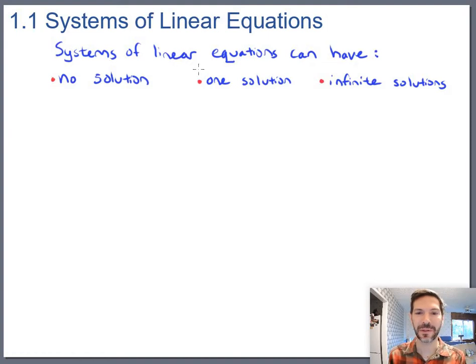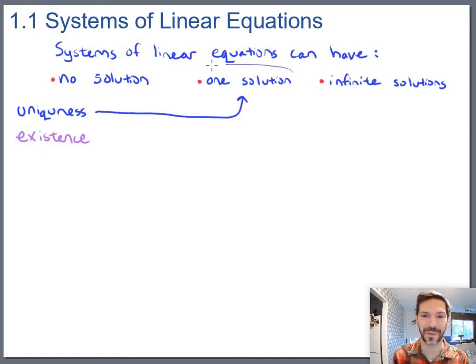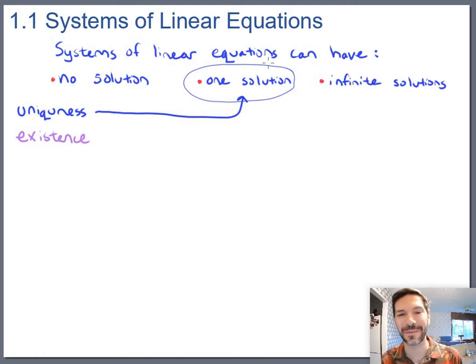So sometimes with a system of equations, it'll be important to know whether a solution exists and whether the solution is unique. So they'll have the question of uniqueness, and we'll also have the question of existence. And of course, the idea of uniqueness is just to say that there's a single solution. The solution is unique. So when you solve the system of linear equations and there's only one solution, you can say, yes, that system has uniqueness.